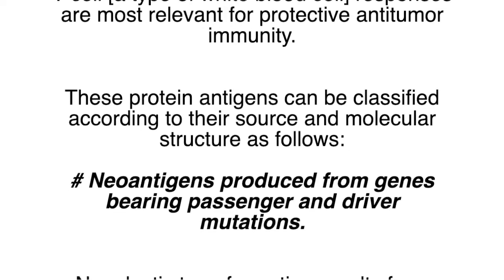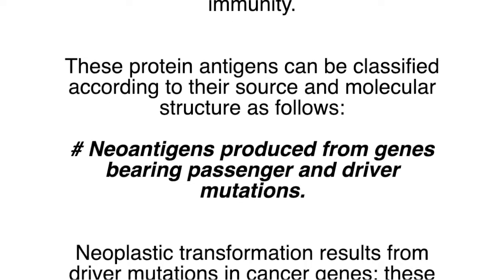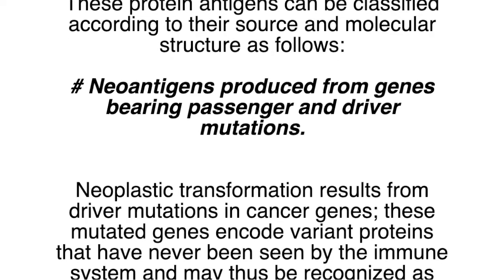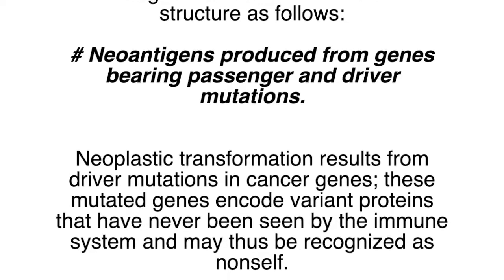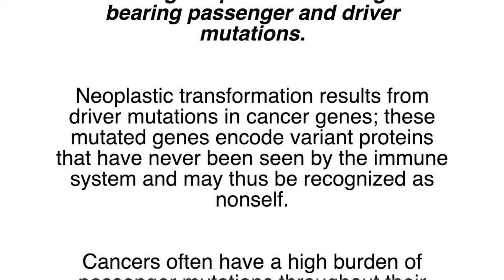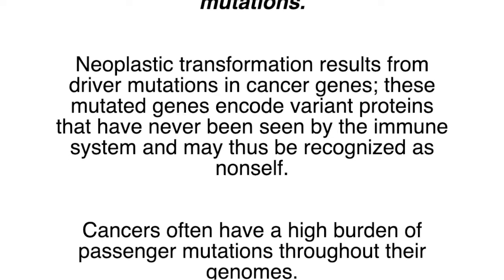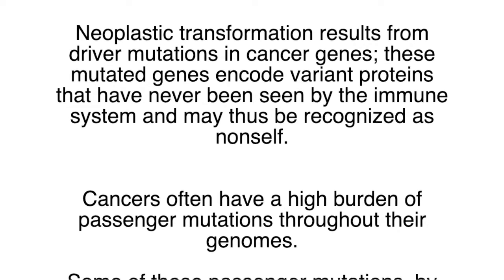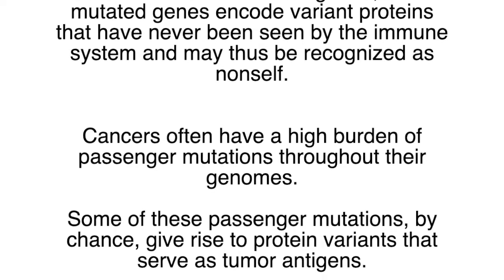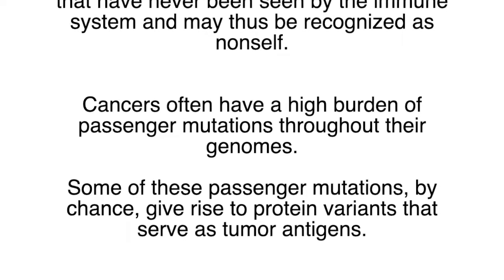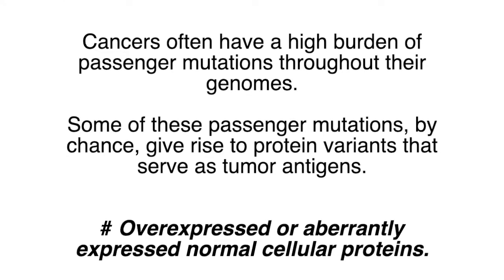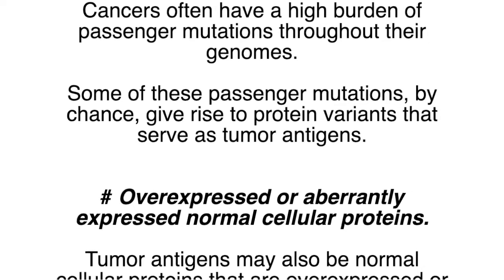Neoantigens produced from genes bearing passenger and driver mutations. Neoplastic transformation results from driver mutations in cancer genes. These mutated genes encode variant proteins that have never been seen by the immune system and may thus be recognized as non-self. Cancers often have a high burden of passenger mutations throughout their genomes. Some of these passenger mutations, by chance, give rise to protein variants that serve as tumor antigens.